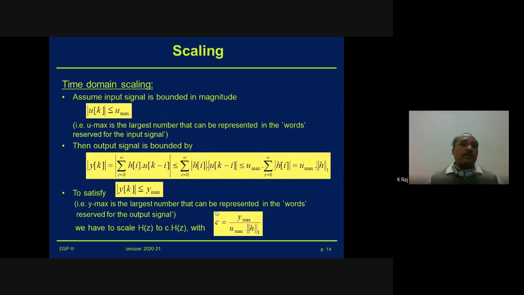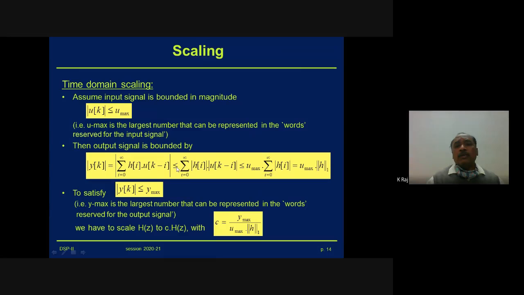Now if we see the time domain representation, say this is the input signal u(k), or x(k), and this is a finite input. That is, the mod of this is less than or equal to u max, a finite value, which is the maximum value. Then the output signal will also be bounded. The mod of the output is the mod of the output equation, the convolution sum, h(i) multiplied by u(k minus i), summation from i equal to 0 to infinity.